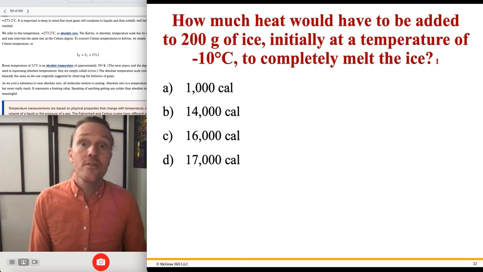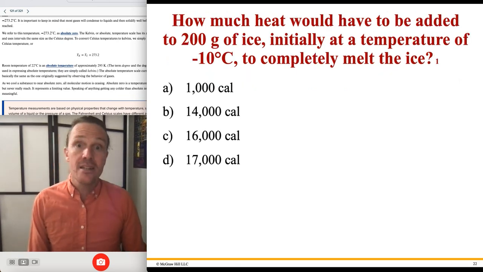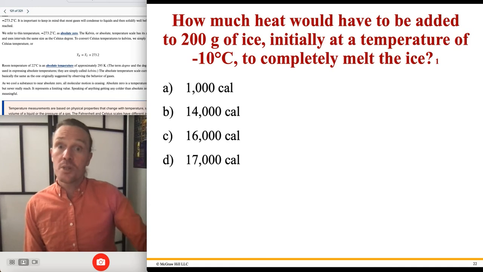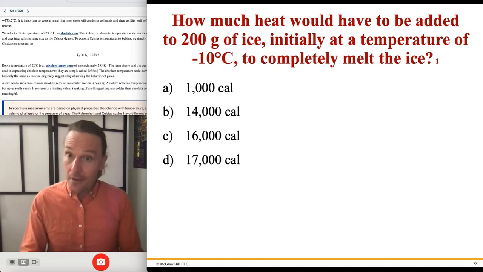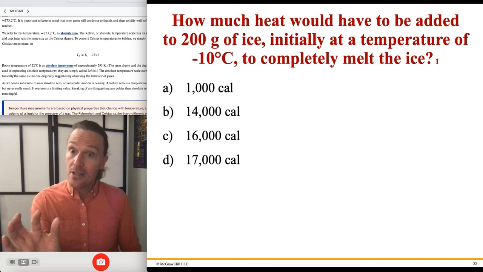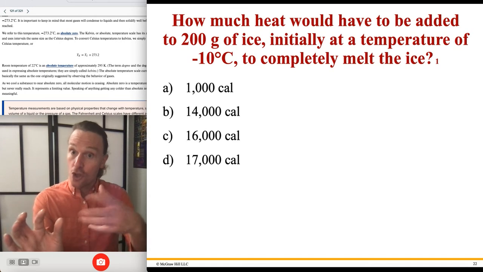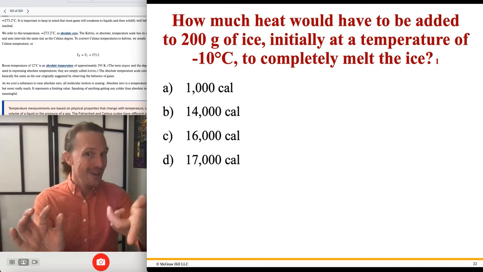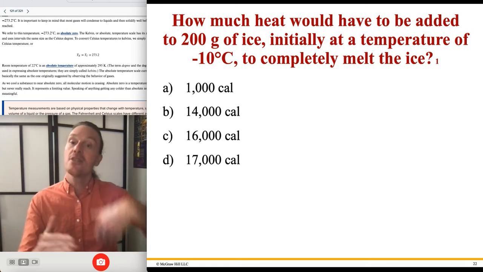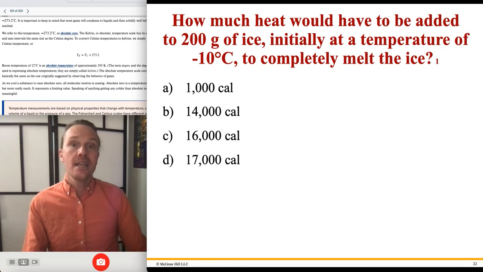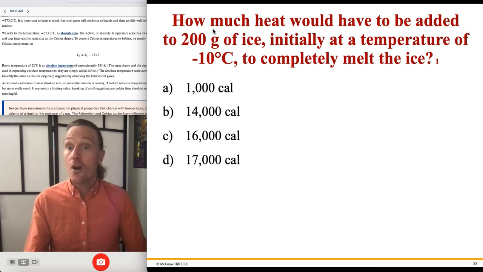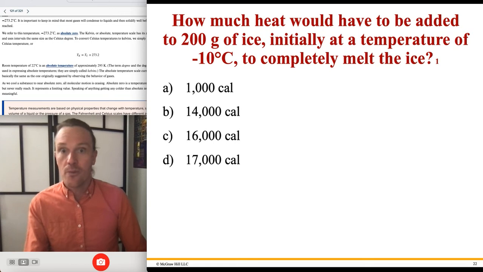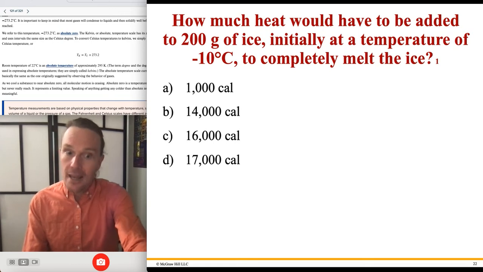How much heat would have to be added to 200 grams of ice initially at a temperature of -10 Celsius to completely melt the ice? So this is a good one, because you have to do both now. Find out how much energy it takes with the specific heat formula, the Q to go from -10 to 0, and then as soon as you hit 0, you got to climb that cliff. So then take that mass, multiply by the latent heat of fusion. You've already been given all the numbers. You refer back to the previous ones, and we should work it out.